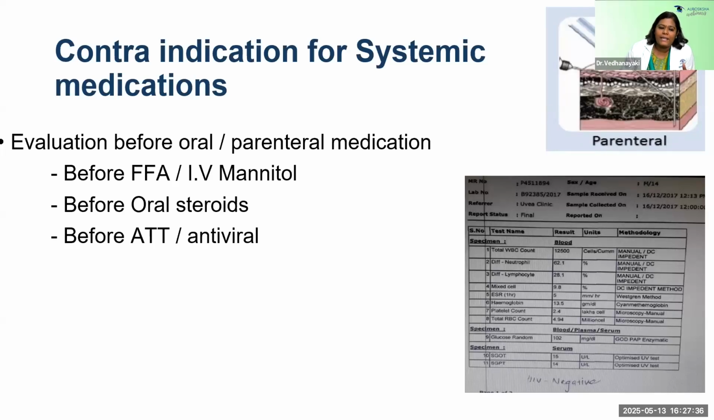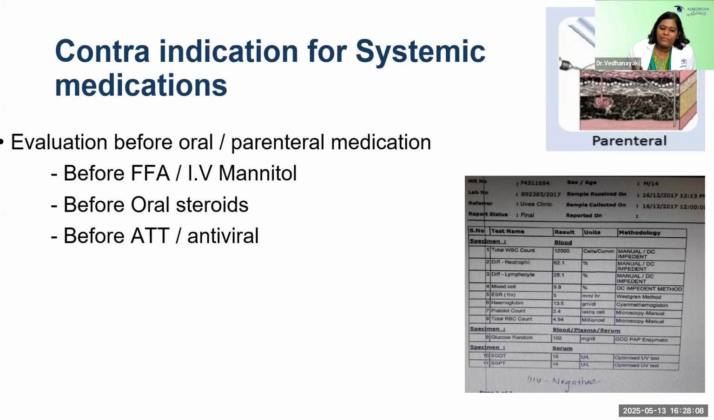Next comes contraindication for systemic medications. When I say systemic medications, we are speaking about oral and parenteral. Parenteral is IM, IV, and other medications. For this, you should know what pharmacokinetics and pharmacodynamics are. Pharmacokinetics and dynamics mean what your body does to the drug, how the drug is getting metabolized in the system, and what the drug can cause to your system.